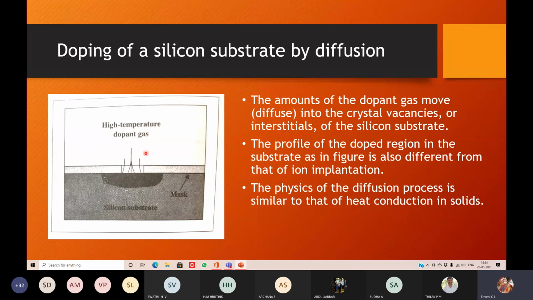This is a little different from the previous method, the ion implantation method, because in ion implantation we are not using any high temperature. But here we'll be using a little high temperature so that the gaseous dopant can move towards the silicon substrate. So it is nothing but heat conduction. Using the diffusion process, the heat conduction method will try to induce the dopant gases into the silicon substrate. So that method will be used here.